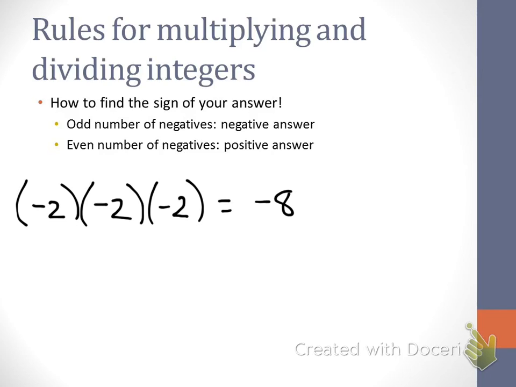Now what if I had negative 6 times negative 2? How many negatives do I have? 2. So since 2 is an even number, my answer is positive 12. So an even number of negatives in the expression gives a positive answer. An odd number of negatives gives a negative answer.